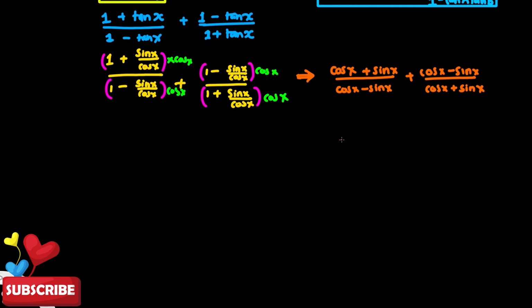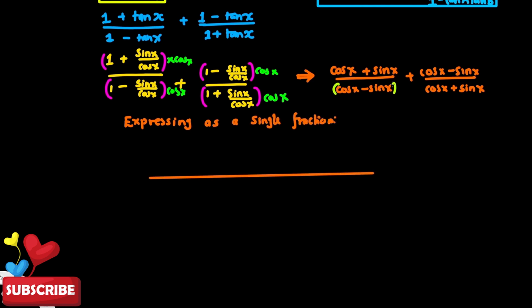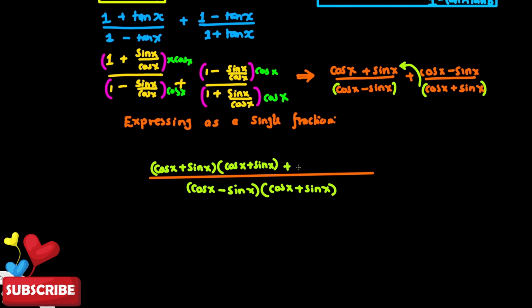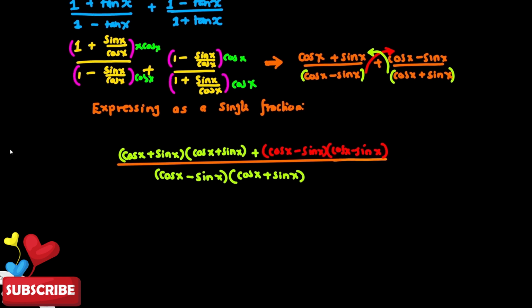We're going to express this as a single fraction with a common denominator, and the common denominator will be the LCM at this particular point, which means that this term that we have here will be multiplied to that term, and we are going to have cos x plus sine x into brackets cos x plus sine x, plus this term also will be multiplied to this one, and then we shall have cos x minus sine x into bracket cos x minus sine x.